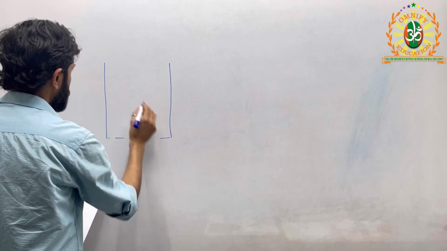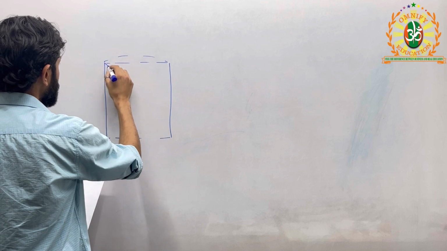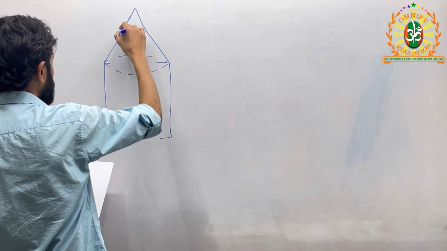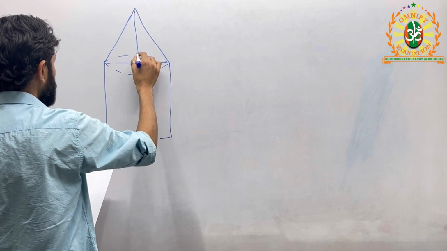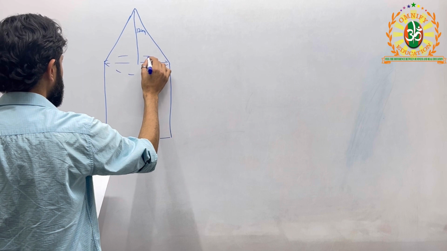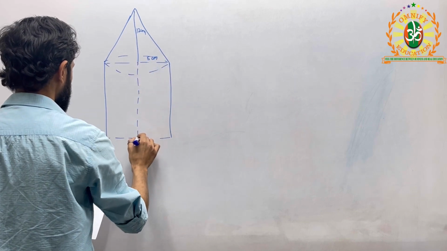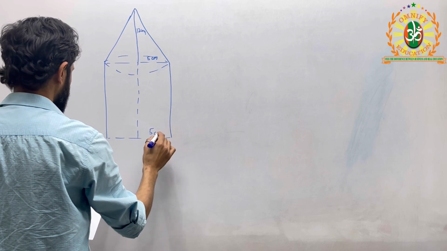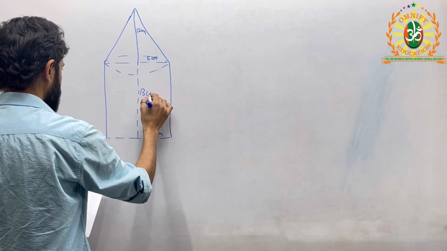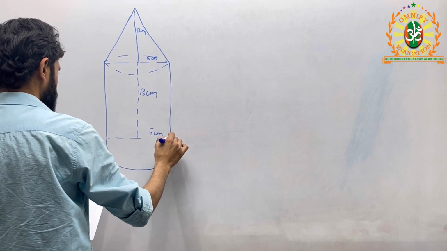Let this be the cylinder, and it has been given that we have a cone on one end, which is a height 12 centimeter and the radius of the cylinder is 5 centimeter. This would be the radius, and this height is given as 13 centimeter, and in its base there is a hemisphere.